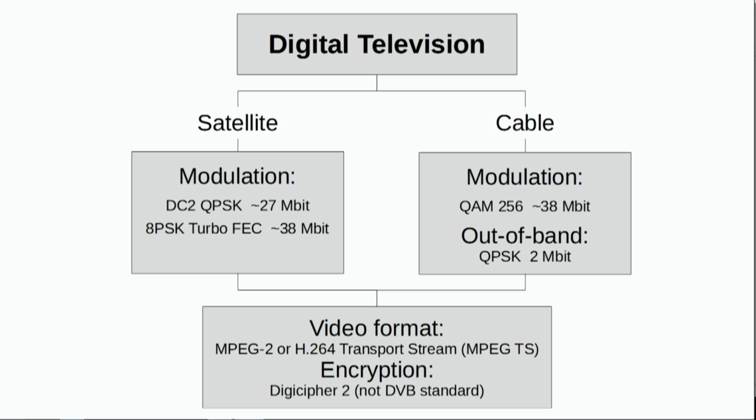The video is sent as an MPEG-2 or H.264 transport stream. This is a standard format for carrying video streams, so it can be played by any hardware video decoder or a software decoder. The encryption system is DigiCipher 2, and this system doesn't follow the DVB standards that are normally used in the rest of the world.